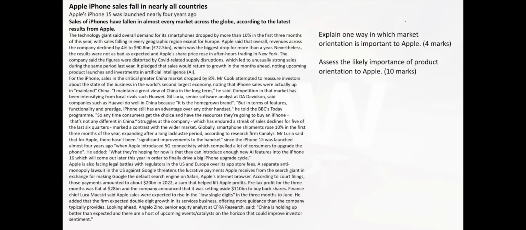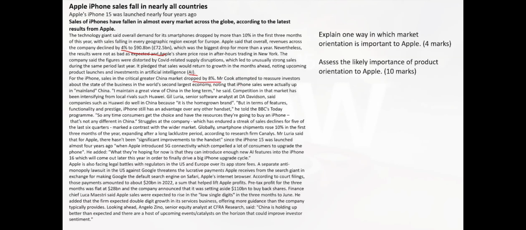So here is some lovely stats. We've got 4% declining sales. Oops, that's not meant to be there. We've got the link into AI. We've got China market dropped by 8%. It is a beautiful article. Thank you, BBC. One reason I enjoy paying my license fee.